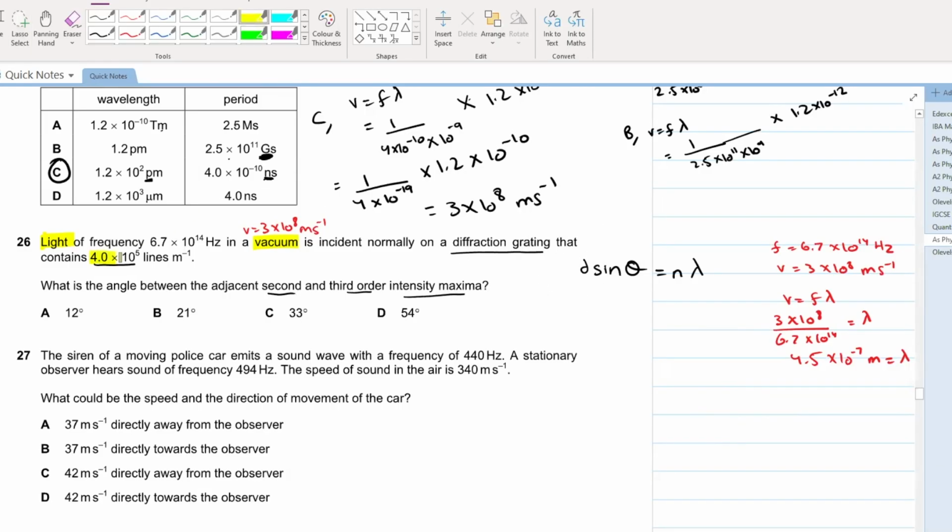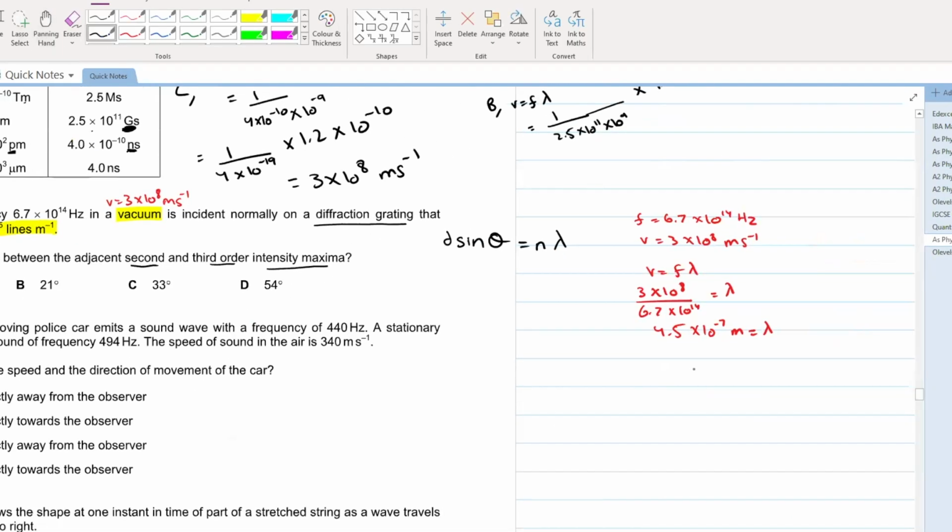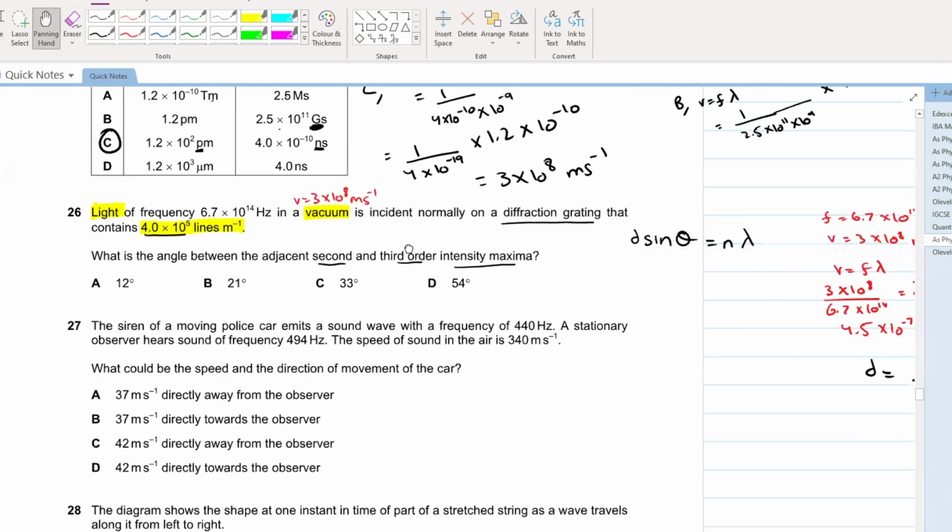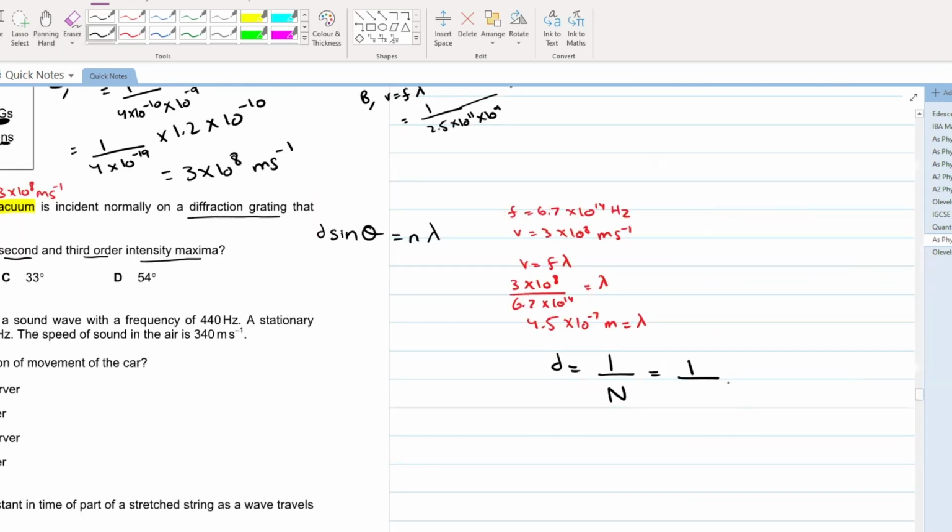But you know the number of lines in 1 meter. Haven't I told you that this d, or grating space, is what? 1 over the number of lines in a meter. So this will be what? 1 over 4 into 10 to the power of 5. Simple. Now we can also calculate this if we want to. We can directly put the answer as well. So yeah, this comes out to be 2.5 into 10 to the power of minus 6.